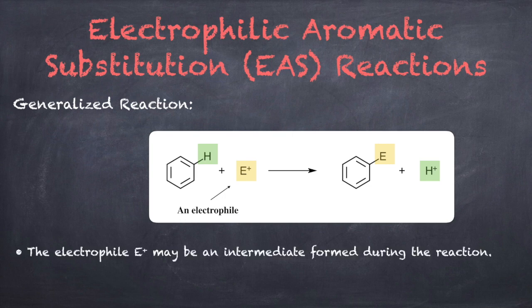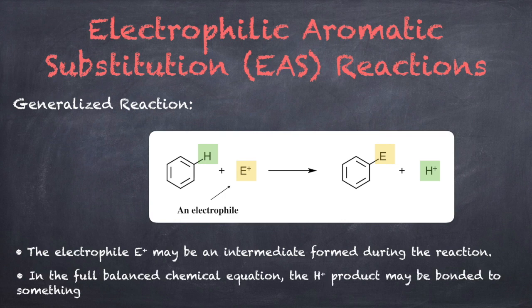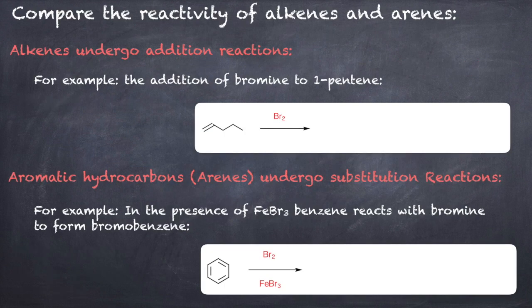The electrophile may actually be generated as an intermediate during the reaction mechanism. It may not actually be one of the reactants that you see. Also, when you see these equations written, you may observe the hydrogen as just H+, or maybe shown bonded to something like HBr, for example.